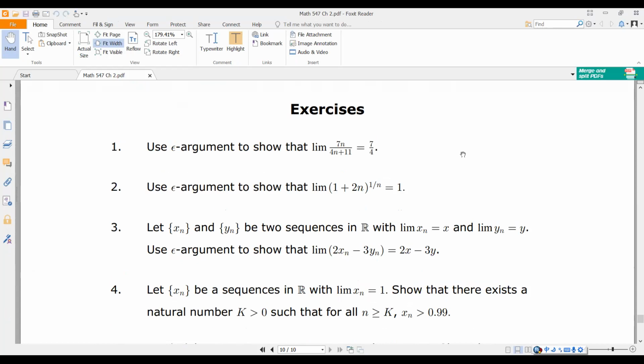Instead of n to the 1 over n, now I have 1 plus 2n in place of n, then the power of 1 over n. We want to show that this limit also equals 1. So these are the 2 examples I assigned today. After the test on Thursday, you should work on these 2 examples. I'm going to come back to these 2 examples later, next week, before I move on to other things.